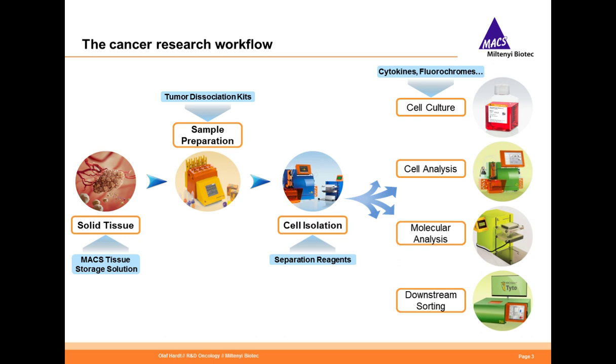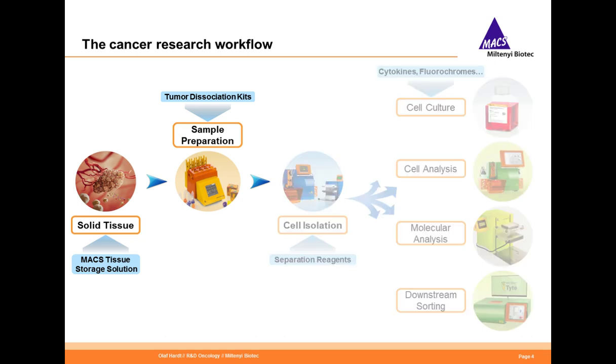Then the next step is, of course, the sample preparation. So getting a single cell suspension from your solid tumor tissue or any other kind of tissue. And for this, I will discuss mostly the tumor dissociation kits today. And then following this, when you have your viable single cell suspension, you can go on for cell isolation to really isolate the target cells that you're interested in, to then go on for any kind of further downstream analysis, molecular, culture, whatever you want to do.